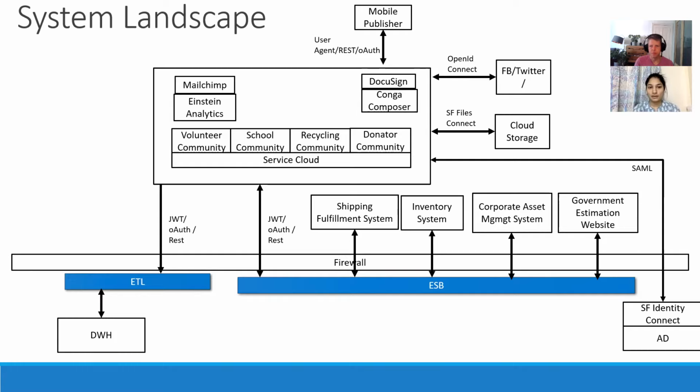Now, since we have a pixel-perfect user interface for each and every user, like volunteers, schools, etc., I would recommend using mobile publisher to have a consistent user interface across, and mobile publisher would be connected to the Salesforce ecosystem via user agent flow. And the authentication will happen through OAuth protocol bundled by REST API to connect the data.